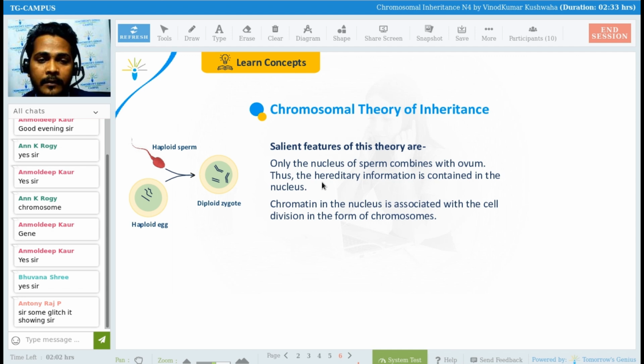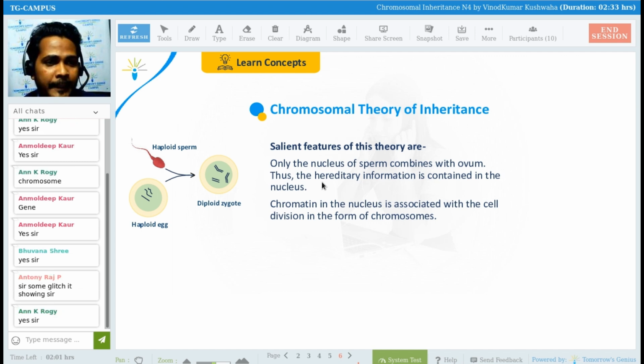So yes, definitely, when we're talking about the salient features of this theory, you can see here. Hello, hello, am I audible? No one responding.